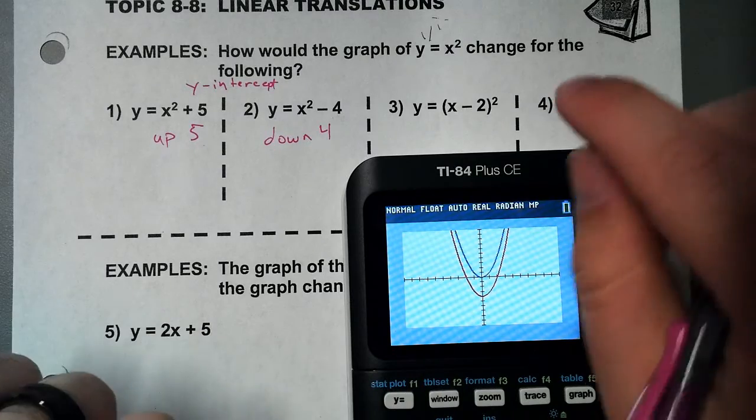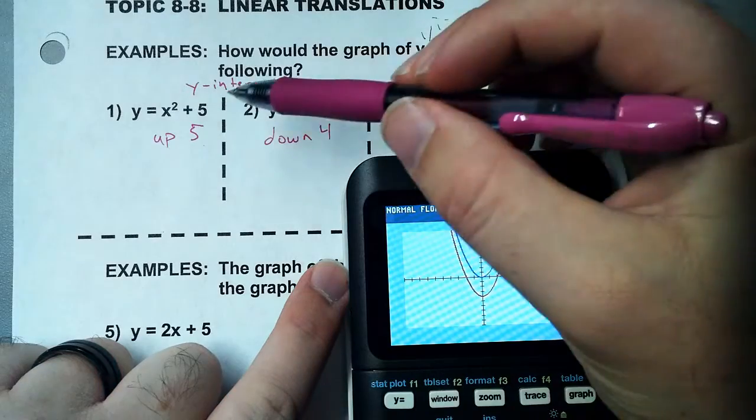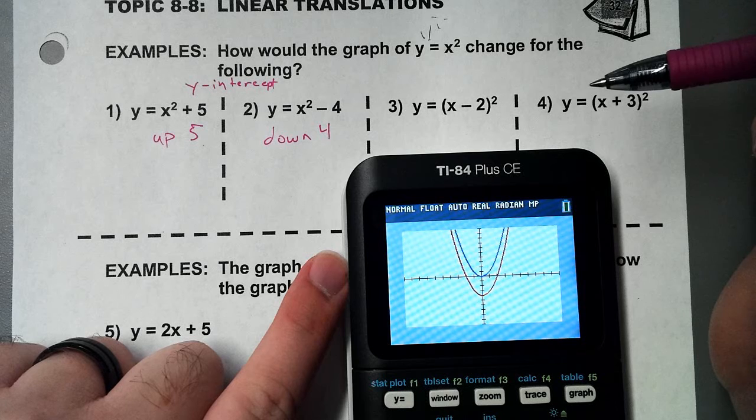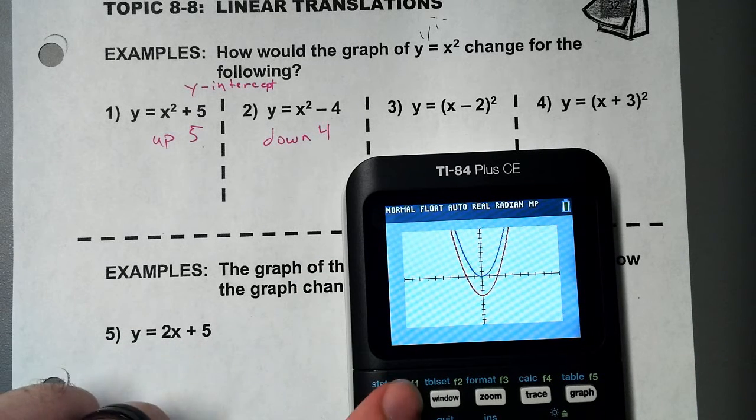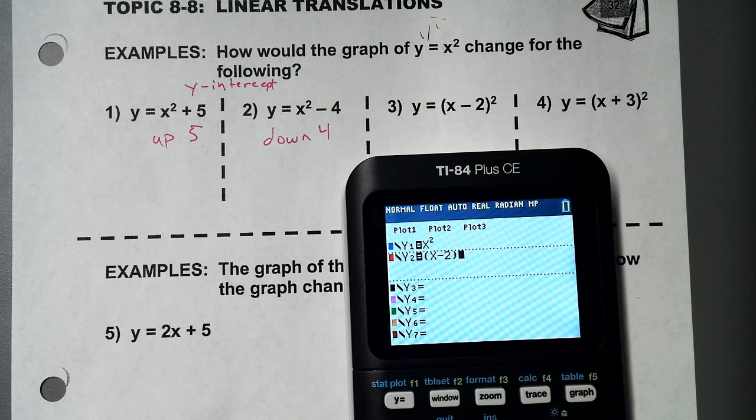Now, these ones look a little bit different, right? If we had plus or minus, it just adjusted the y's. Now, what if we have inside a parentheses a plus or minus? So let's go to y equals. Let's leave x squared there, but this second one, we've got to type in parentheses x minus 2, close parentheses, and square. Now, before I push graph, I want you to think, is this going to go up? Is it going to go down? Is it going to go left or right? So think about it. Take a guess.